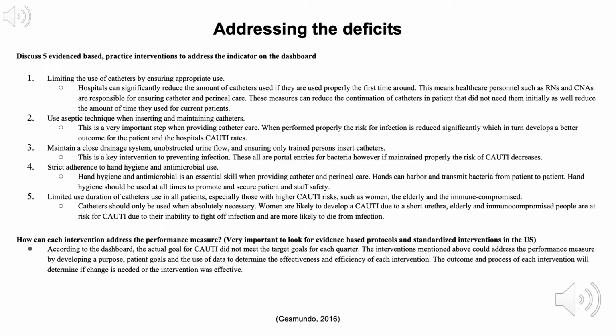So the second question on this slide is how can each intervention address the performance measure? According to the dashboard, the actual goal for Cauti did not meet the target goals for each quarter. The interventions mentioned above could address the performance measure by developing a purpose, patient goals, and the use of data to determine the effectiveness and efficiency of each intervention. The outcome and process of each intervention will be able to determine if changes are needed or if the intervention was effective.